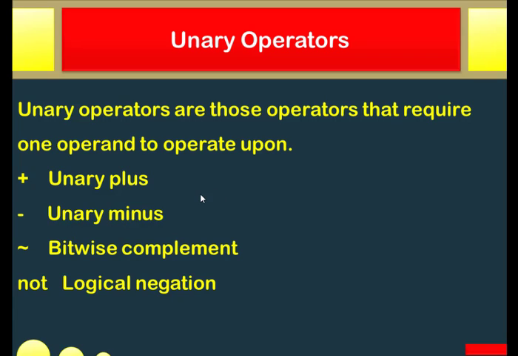Let me just write an example: plus a. There is only one operand, this a, and this is the operator, so that's why it's called a unary operator. Maybe minus b. So these are unary, only one operand is required, a or b single. Otherwise a plus b is not unary because there are two operands. We will learn more about this in the next chapter.